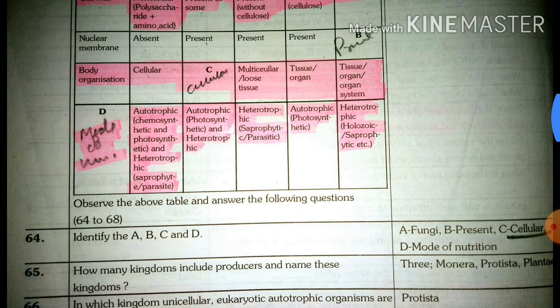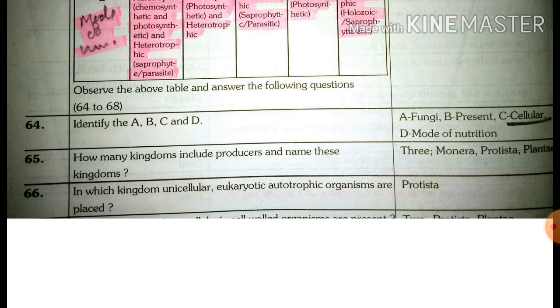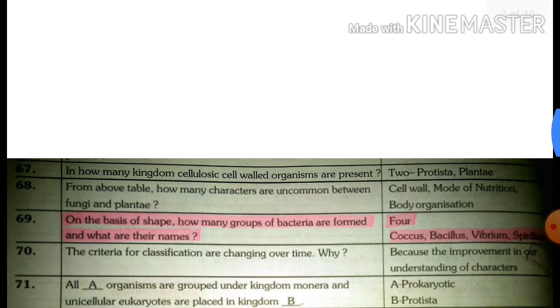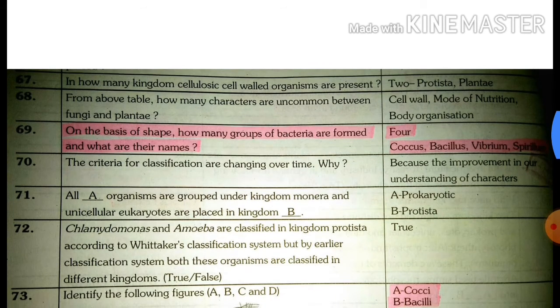We have already identified A, B, C, and D. How many kingdoms include producers, and name these kingdoms? Only three kingdoms have producers, that is Monera, Protista, and Plantae. In which kingdom are unicellular eukaryotic autotrophic organisms placed? Protista. Next, how many kingdoms have cellulosic cell wall organisms? Two, Monera and Plantae.